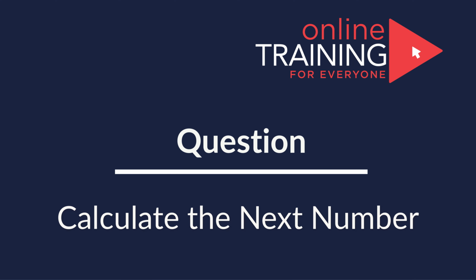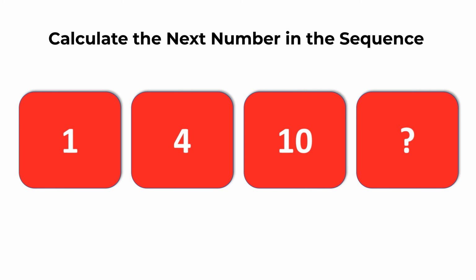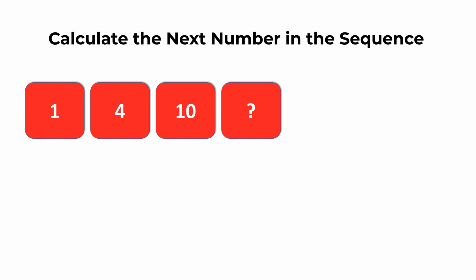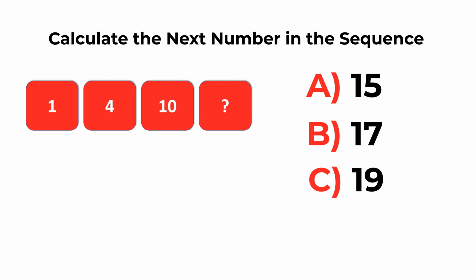Here's an interesting question which requires you to calculate the next number in the sequence. You are presented with 4 numbers. 3 of them are visible, and the 4th number you need to calculate. So the first 3 numbers are 1, 4, and 10, and you need to calculate the 4th number. You have 4 different choices. Choice A, 15, choice B, 17, choice C, 19, and choice D, 21.